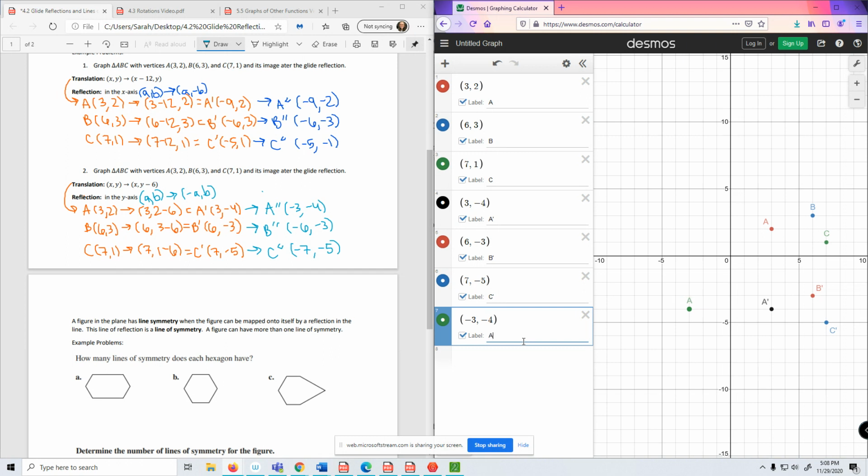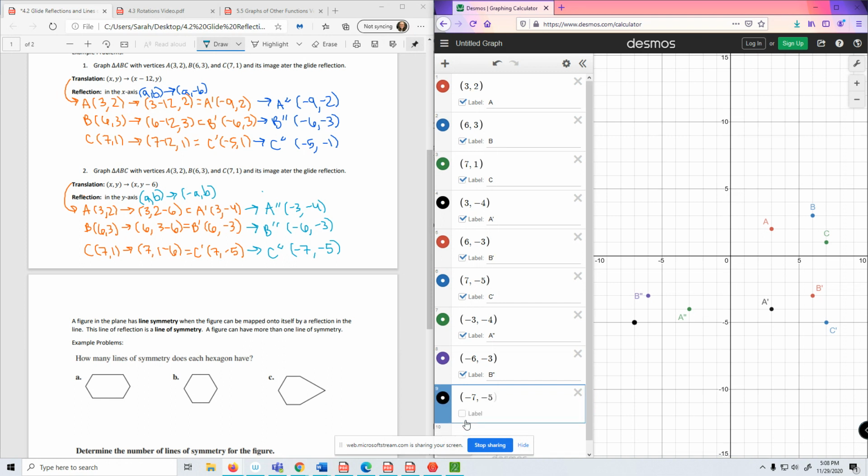Make sure you label them this time with double primes because it's what happened after 2 transformations. And last but not least, we can see what happened with our glide reflection. We started with A, B, C. We translated it down to A prime, B prime, C prime, and then reflected it in the y-axis to get A double prime, B double prime, C double prime.